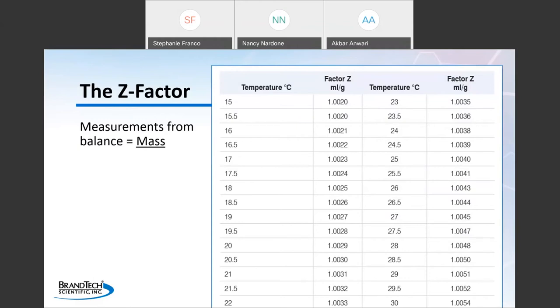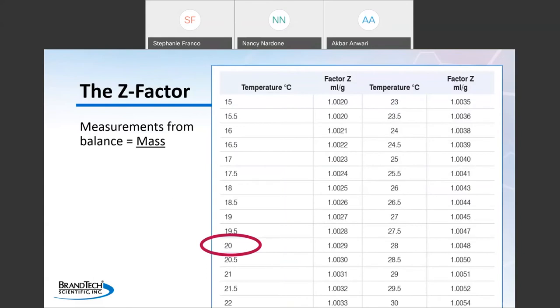If those measurements are taken at 4 degrees Celsius, where the density of water is 1 gram per mil, then the conversion is an easy 1-to-1. But if the measurements are taken at a different temperature, say at a normal room temperature of about 68 degrees Fahrenheit or 20 degrees Celsius, the density of water isn't 1 gram per mil. However, the measurements in grams can easily be converted to volumes, mils, by applying the appropriate Z factor.